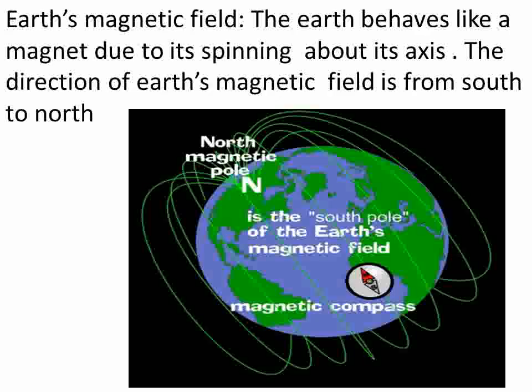Earth's magnetic field. The Earth behaves like a magnet due to its spinning about its axis. The direction of Earth's magnetic field is from south to the geographical north, as shown in the figure.